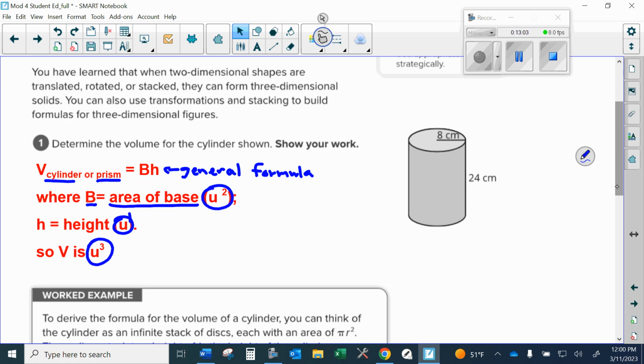So you don't think, oh, I have a 1 here and a 1 here. No. Area of the base, area is really 2, and then plus 1 gives me a 3 for the exponent. Okay? So that's the general one.